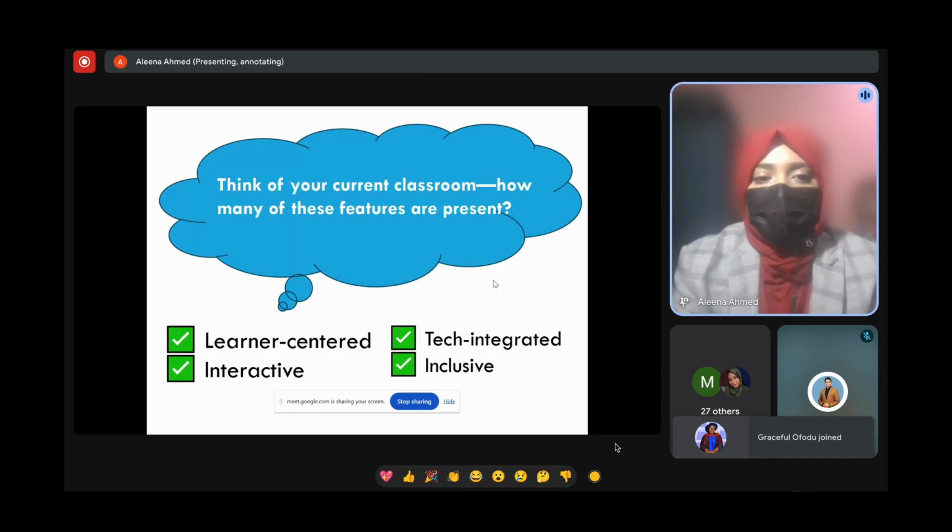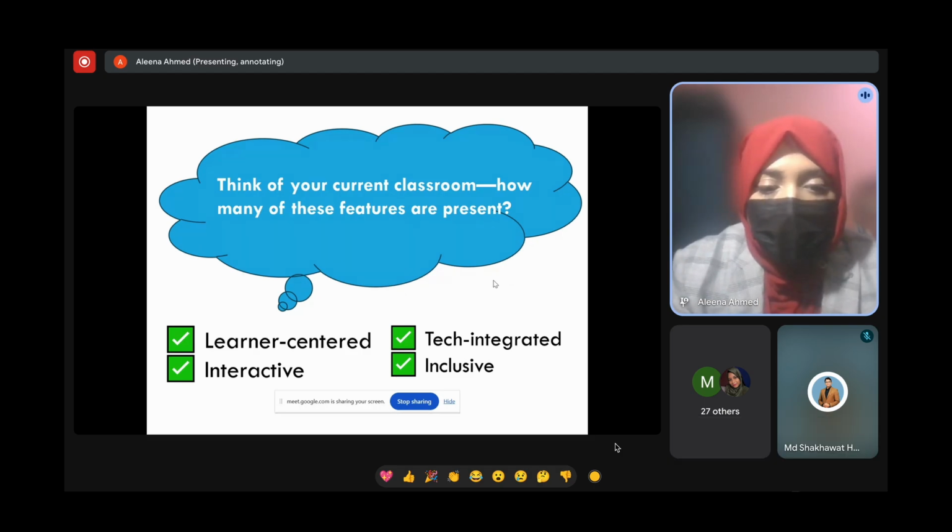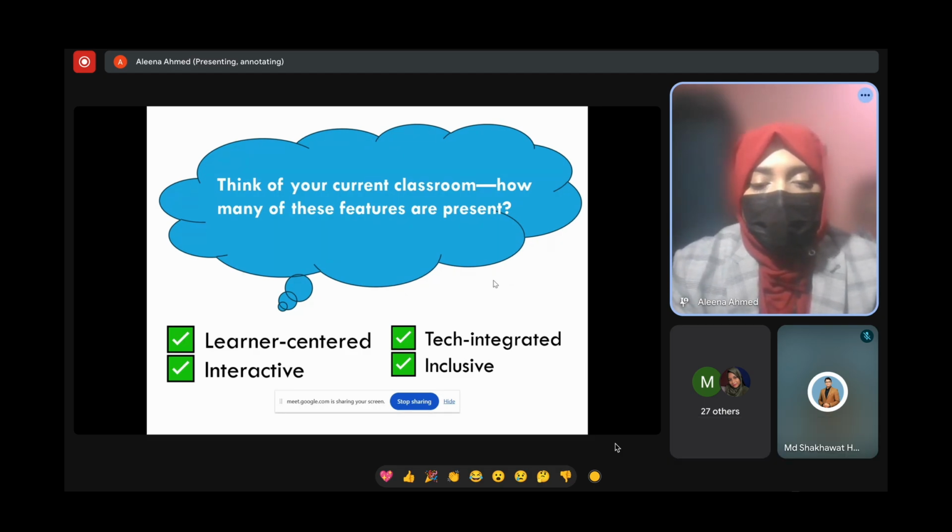Think of your current classroom and let me know how many of these features are present. The features are given below in the green: learner-centered, interactive, tech-integrated, or inclusive. This is my question for you.